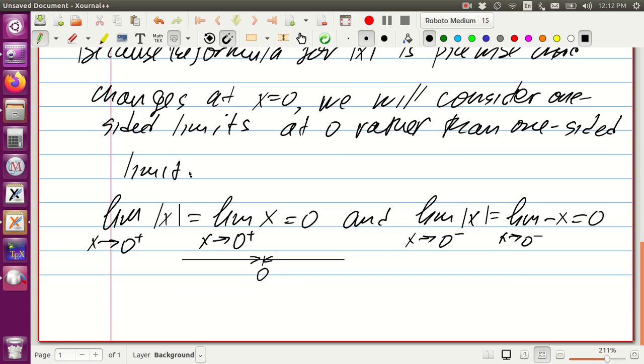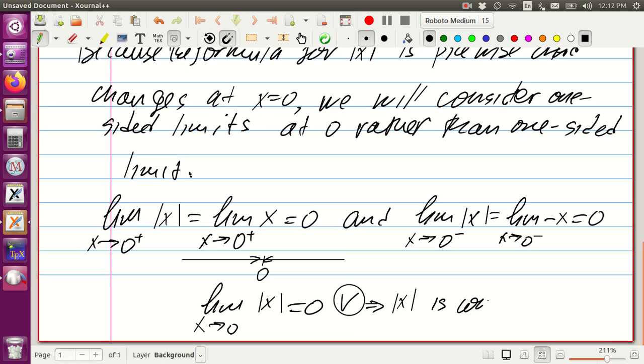And since the limit from the left is equal to the limit from the right, the limit of absolute value of x when x approaches 0 is equal to 0. So check mark. Conclusion, absolute value of x is continuous at x equal to 0. And so we're done with this example.